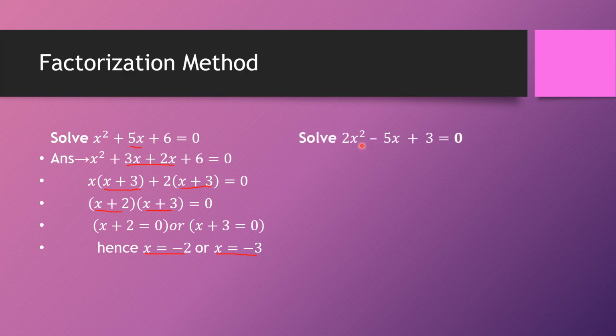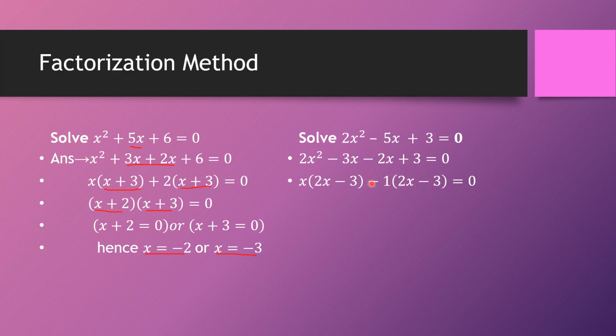Next example, 2x square minus 5x plus 3. Here I want multiplying 6, adding minus 5. So again the factors remain the same. It is minus 3x and minus 2x. So I'll replace minus 5x by minus 3x and minus 2x. So what is common from here? X. So if I take x common, what is left? 2x minus 3. Nothing is common here, so I'll take minus 1 common. So it will be 2x minus 3.